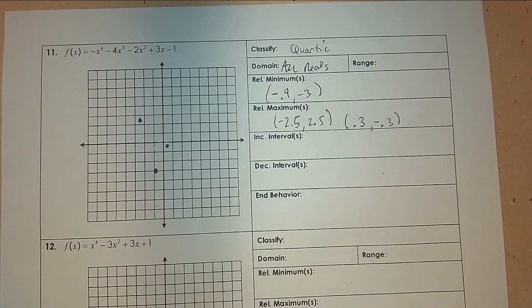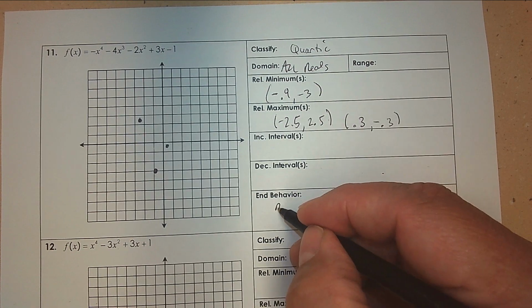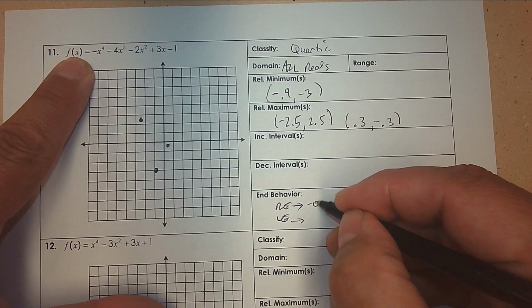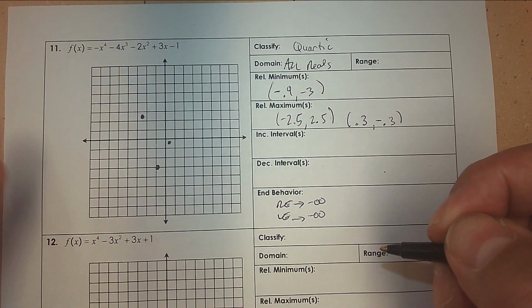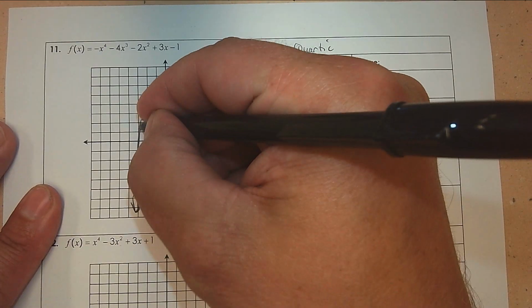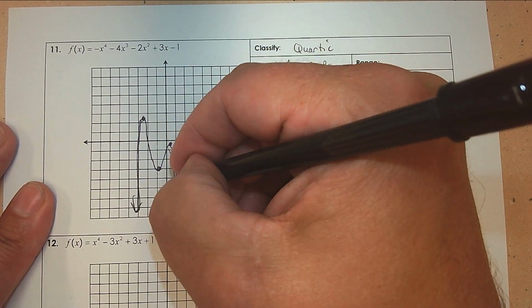And what do I care about is the end behavior. So where's the right and the left end going? So how do I know? Negative means it's going down. The even exponent means the other end is going to join it. So I know this end and this end are going down, and then I connect the others with a smooth curve.